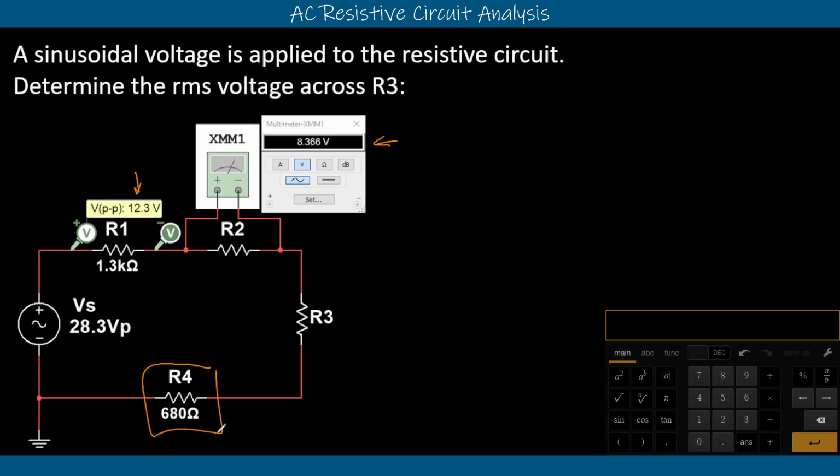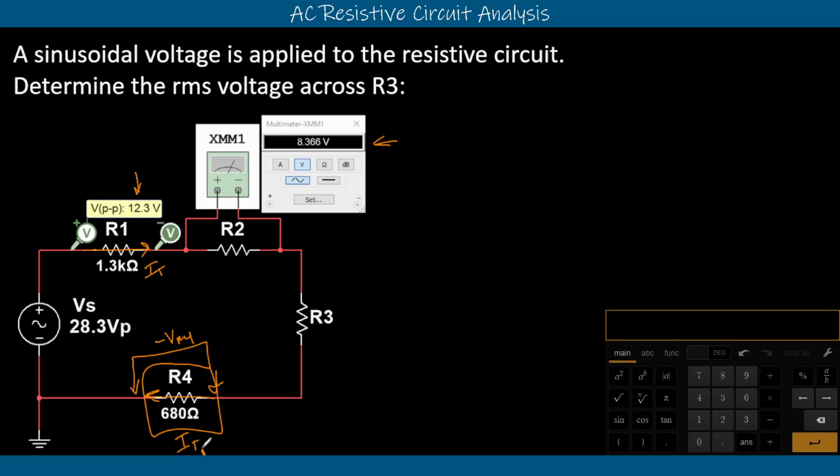We know nothing about R4, but we know that we can find the current IT, since that's the only current in the circuit, through this one resistor here, and that's going to be the current through all of them. So at that point, we would know IT, the current through R4 as well. And then we got two things, right? Ohm's law says if we have two things, we can use those two things to determine that last third thing, which would be our voltage drop across R4.